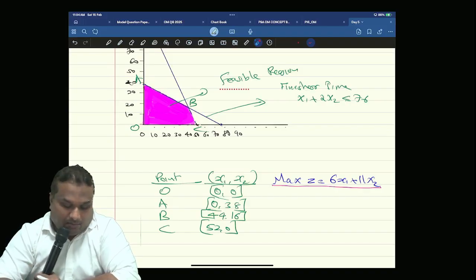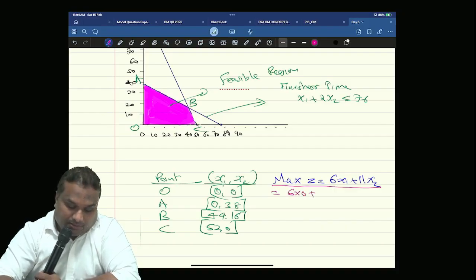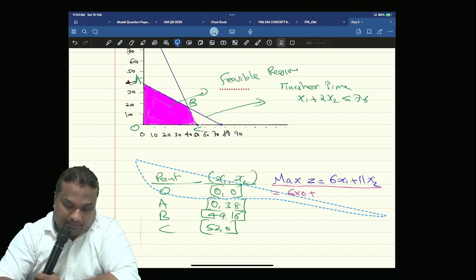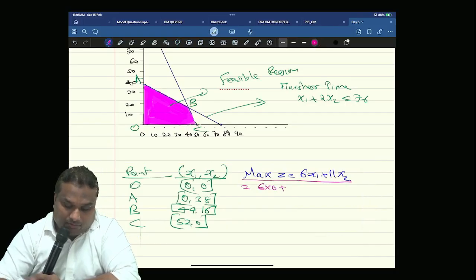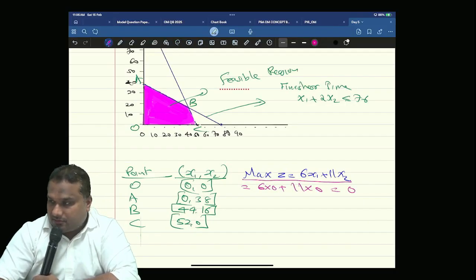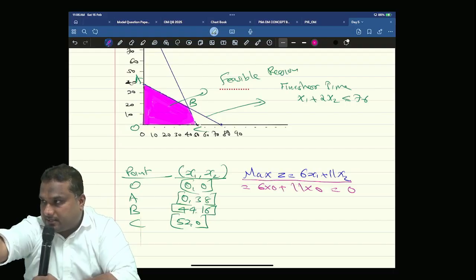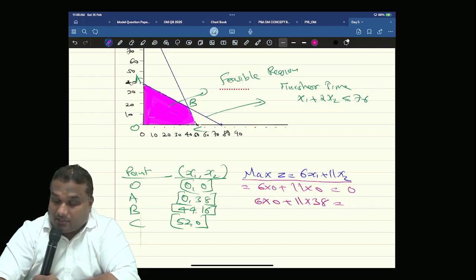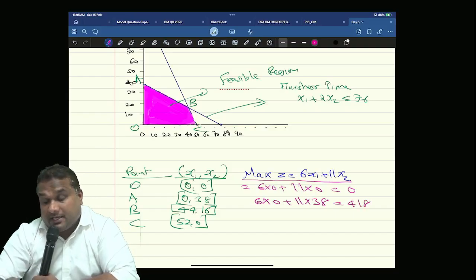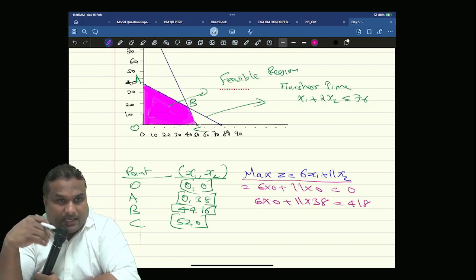Now, can I continue? The profit is 6 into 0 plus 11 into 0. What is the profit? 0. At point A, you are not producing lamb A, you are not producing lamb B, so your profit will be 0. Now here it is 6 into 0 plus 11 into 38. What is 11 into 38? 418.